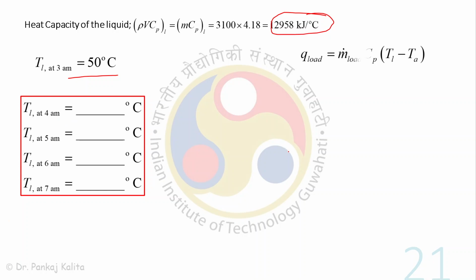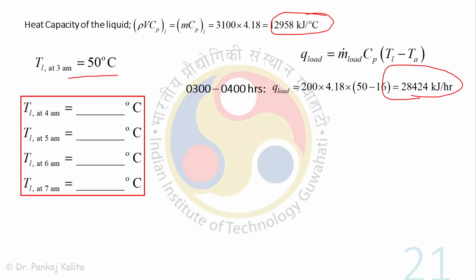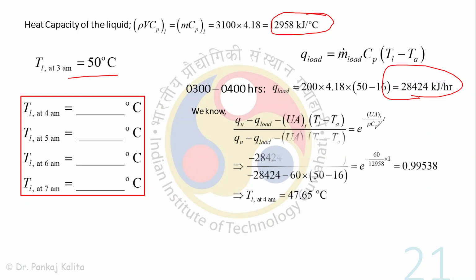So how will you calculate? Q load equals M load into Cp (TL minus Ta). So for 3 to 4 hours, Q load equals the net mass into (50 minus 16), where 50 is the starting point. This is the heat. Similarly, we know Q minus Q load minus UA (TL minus T) equals this. So put the values, and you will get TL at 4 am equal to 47.65.